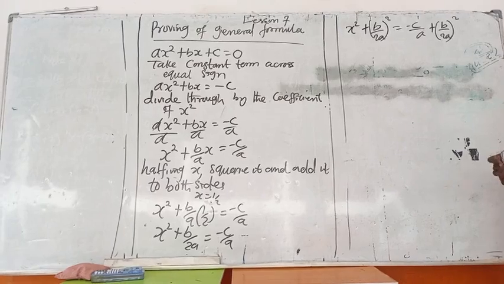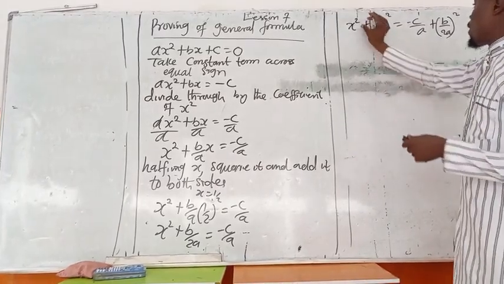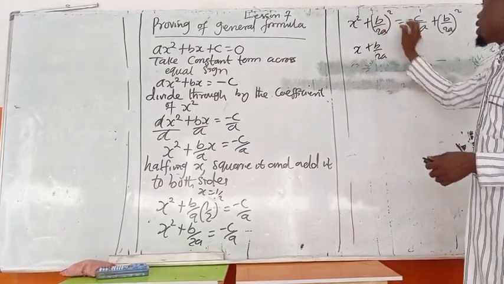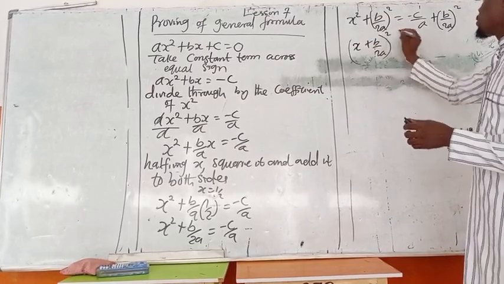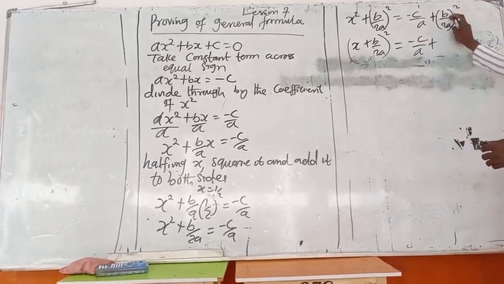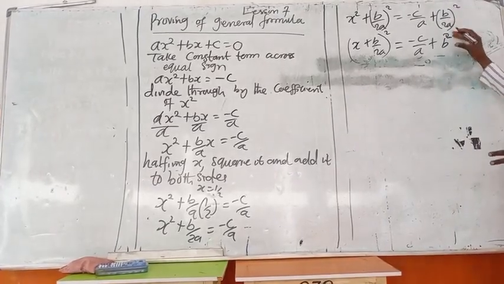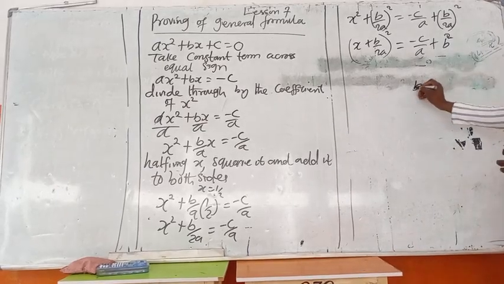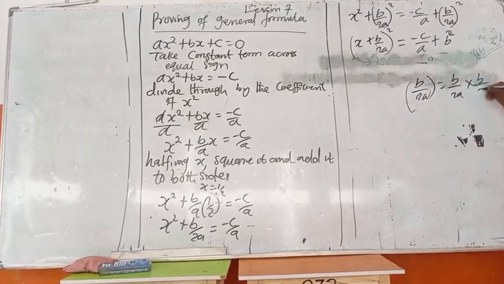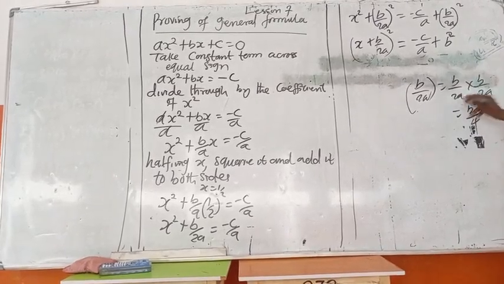So the next thing is I have to remove this square. Let's say the square is common. I'll assume that there's no square here, which is x plus b over 2a. The next thing I'll cover it with that square. Then it's equal to minus c over a plus b times b, which is b squared, all over, because this square affects both numerator and denominator. Which means that if I have b over 2a, it affects this, which is written as b over 2a times b over 2a. So b times b we have b squared, 2 times 2 we have 4, a times a we have a squared.